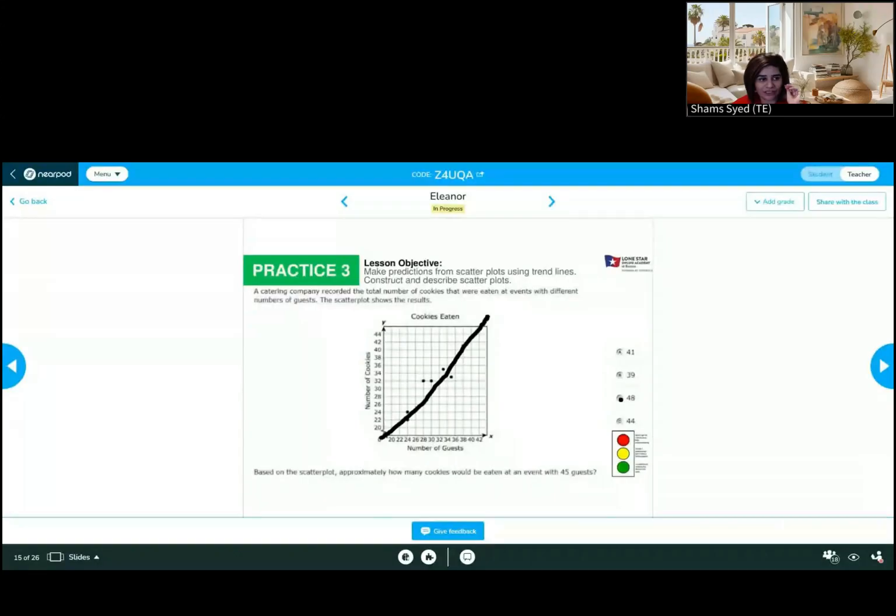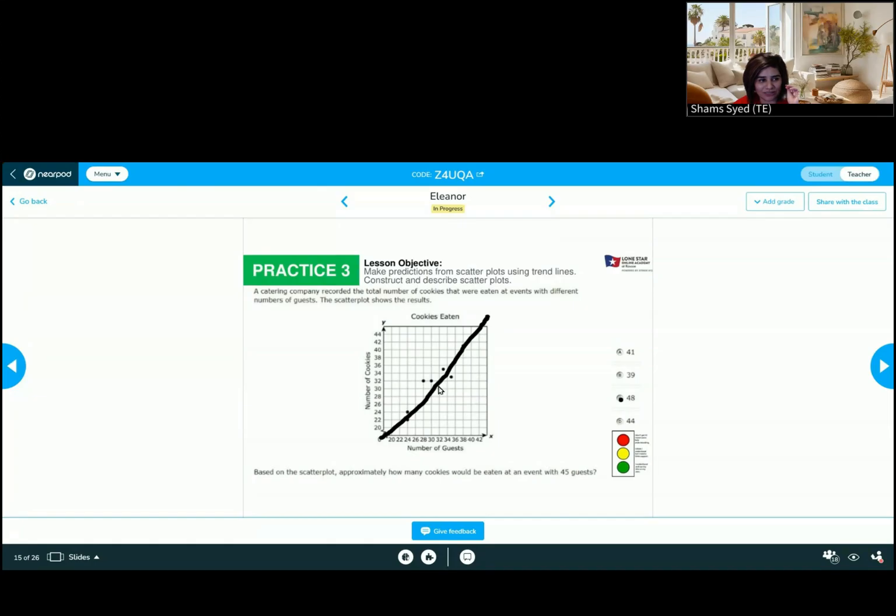This is Eleanor's trend line. Trend line number 1 needs to be a straight line. Number 2, we can try to cover as many points as possible. The line needs to be over as many points as possible so we can make the best prediction possible.